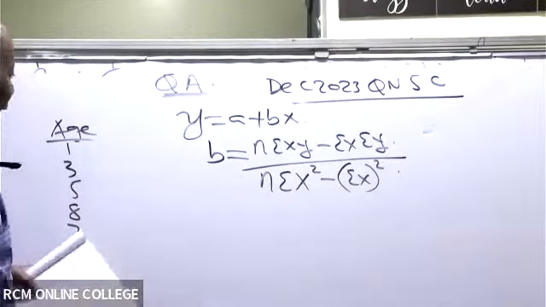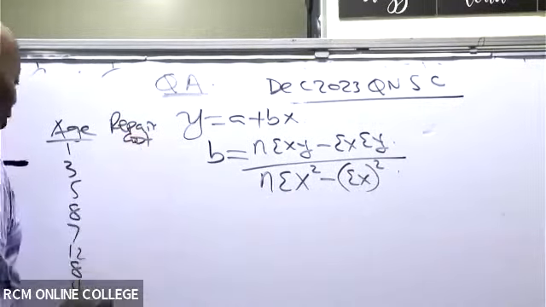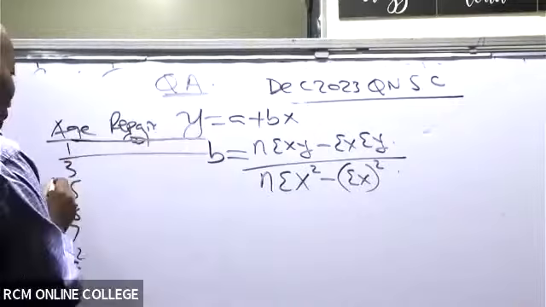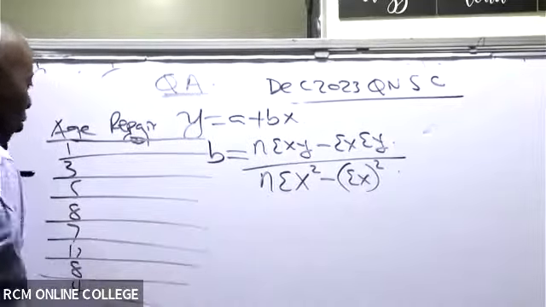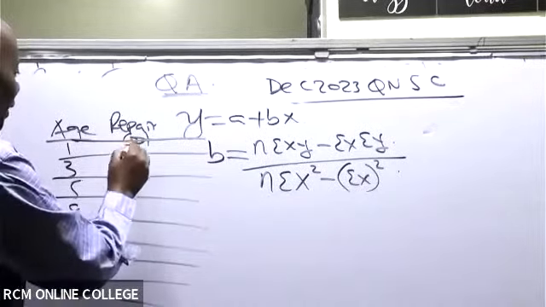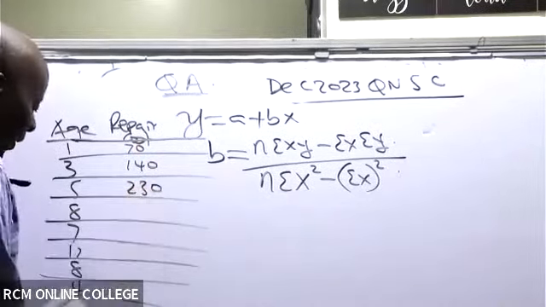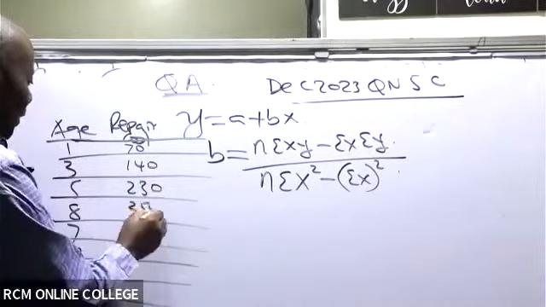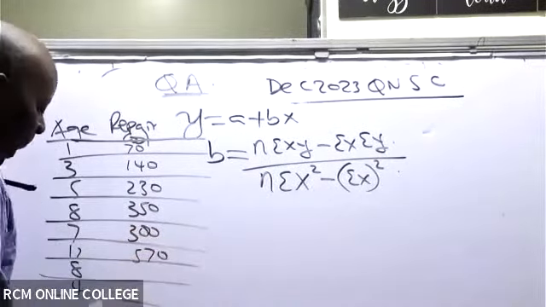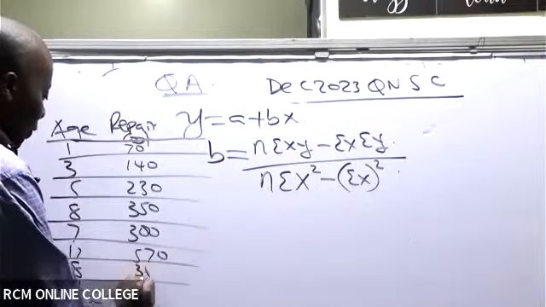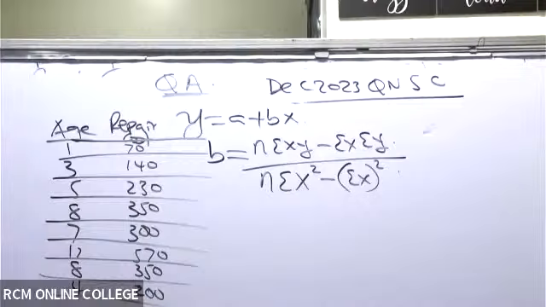And then we have a repair cost. What do we have here as our repair cost? The first one is 70. Then we have 140. Then we have 230. Then we have 350. 300, 570. 350, 200. Ladies and gentlemen, kindly give me a signal once you are able to write up to here.